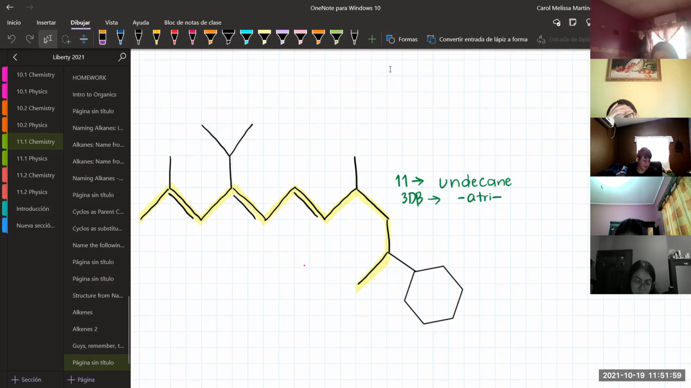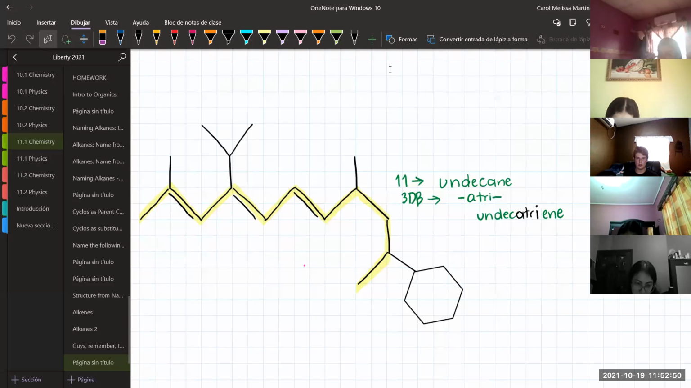So this parent chain is going to be undec, tri, ene. Okay. Undec is going to be the prefix and ene the suffix, and you include the adjustment here between them. Okay, so this is going to be the parent chain.